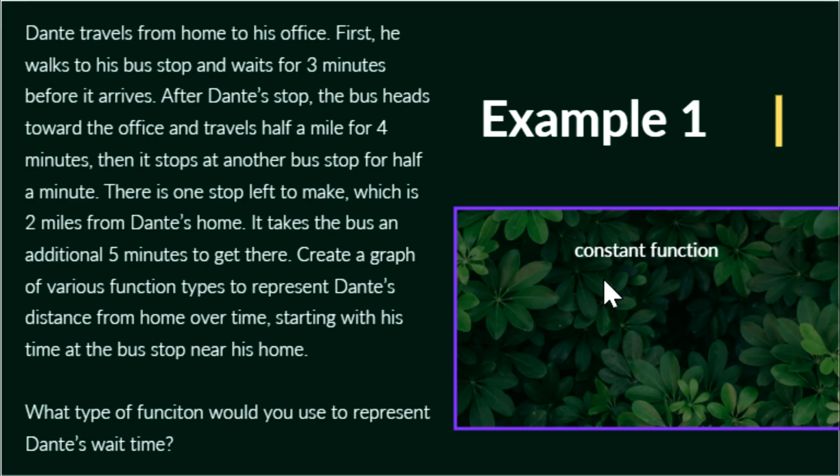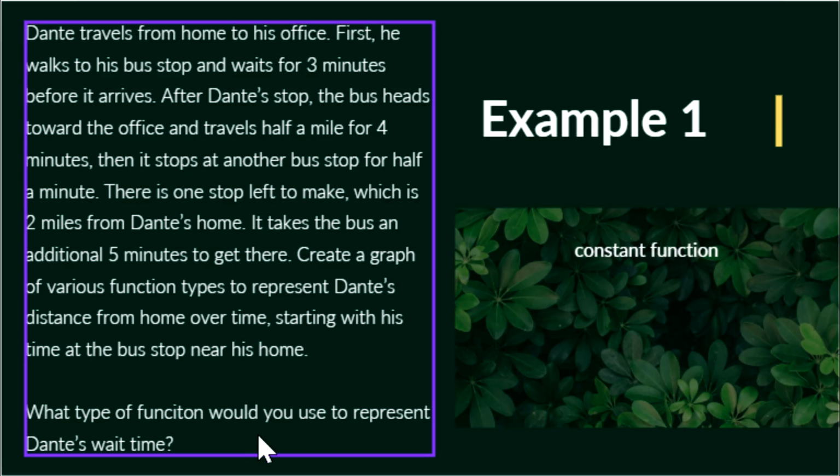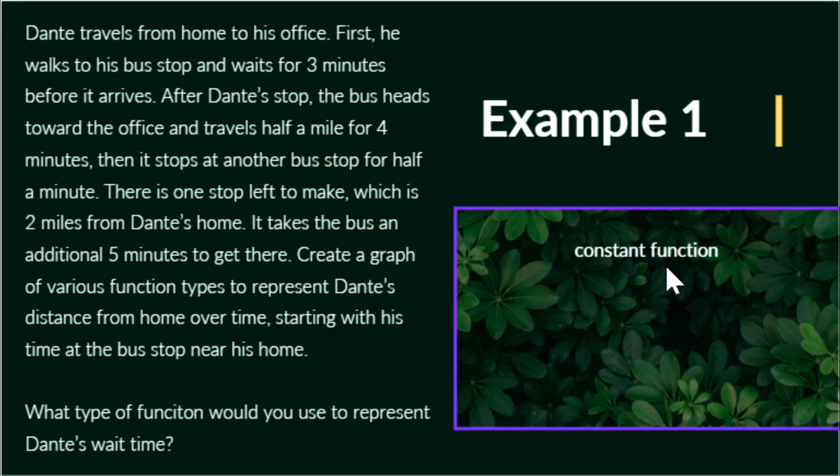And there is a little slide later on that writes down all of this stuff. But if you're just waiting, if you have a flat line where you're not doing anything, because on the graph, if you're waiting, time is passing, but you're not going anywhere, that's going to be a constant function.